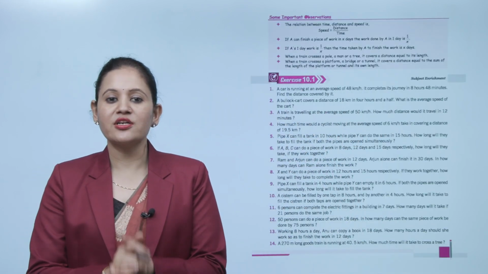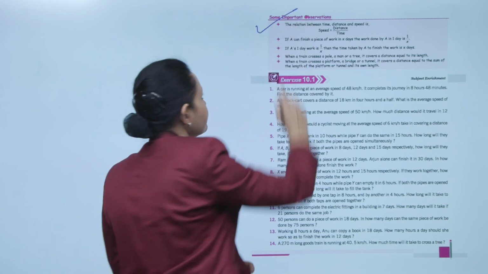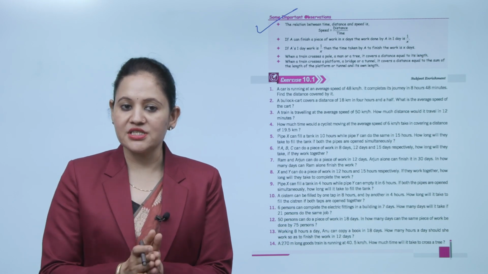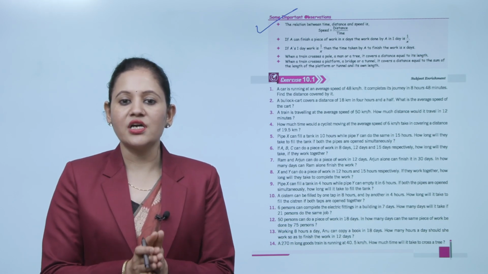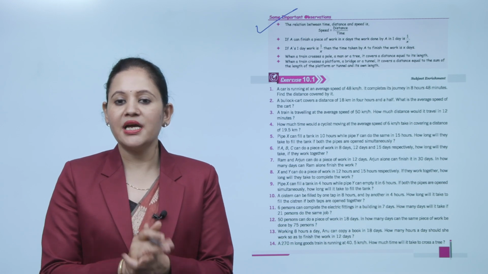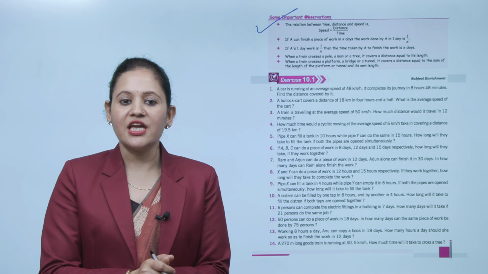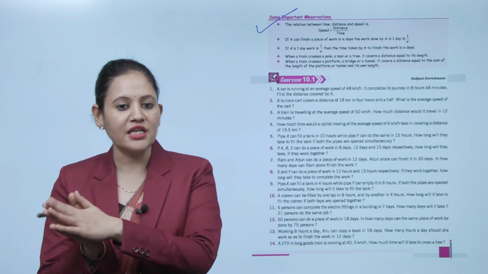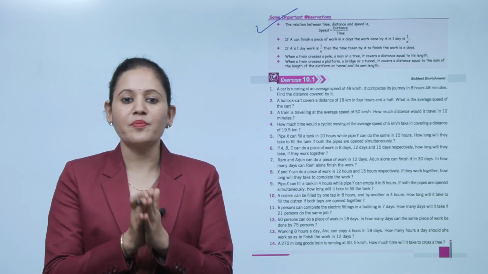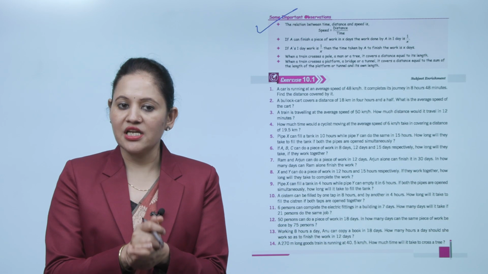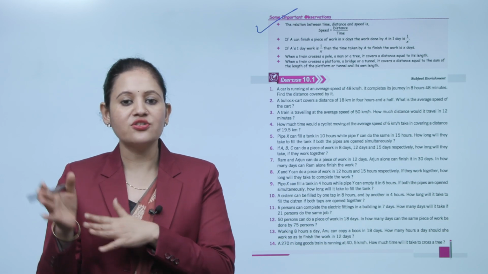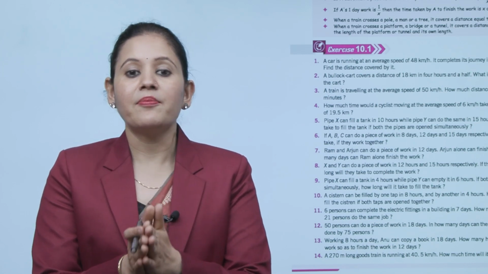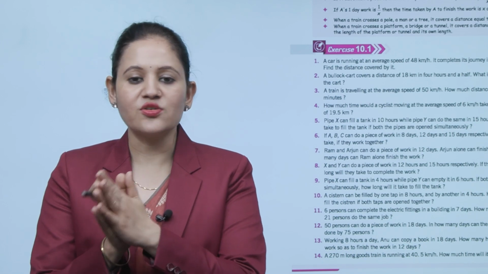Next is some important observations. The relationship between time, distance and speed is speed equals distance upon time. If A can finish a piece of work in X days, then the work done by A in one day is 1 upon X. If A's one day work is 1 upon X, then the time taken by A to finish that work is X days. When a train crosses a pole, man or tree, it covers a distance equal to its length. When the train crosses a platform, bridge or a tunnel, the covered distance is equal to the sum of the length of the platform, tunnel and its own length.